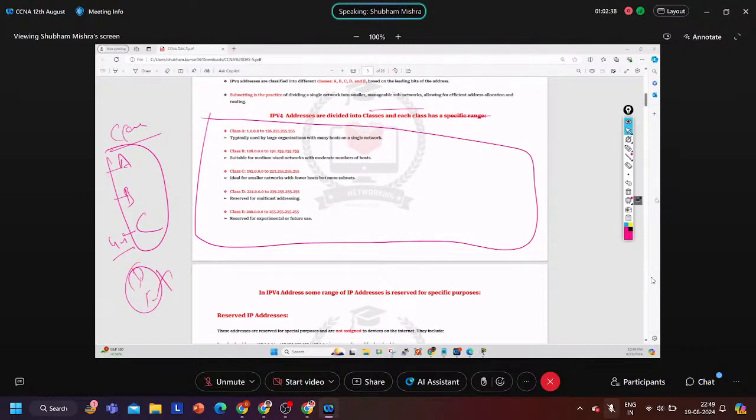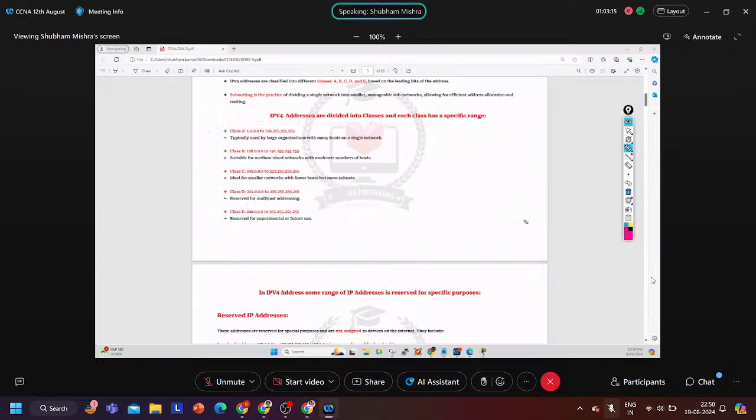See here, class D. The class D range is 224.0.0.0 to 239.255.255.255. This IP address range is reserved for multicast addressing. So generally we are using unicast, and this one is called multicast. And class E is reserved for future use as well as for experimental use. So class D and E we are not utilizing. Are you getting my point, everyone? These are called unicast, so we are using this one.